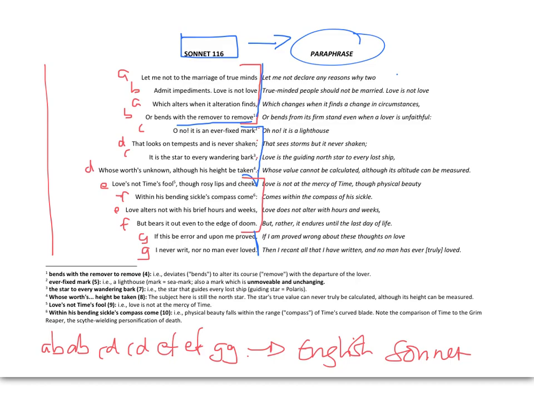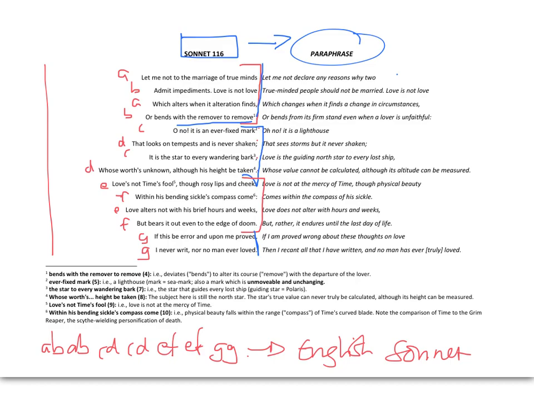He tells us, "It is the star to every wandering bark, whose worth's unknown, although his height be taken." And it's essentially saying it's the North Star. Love is the North Star. It's the brightest, most visible star in the entire sky. And it is that star which typically people in Shakespeare's time and before would use to guide them in their nautical adventures when they're crossing the oceans and things like that.